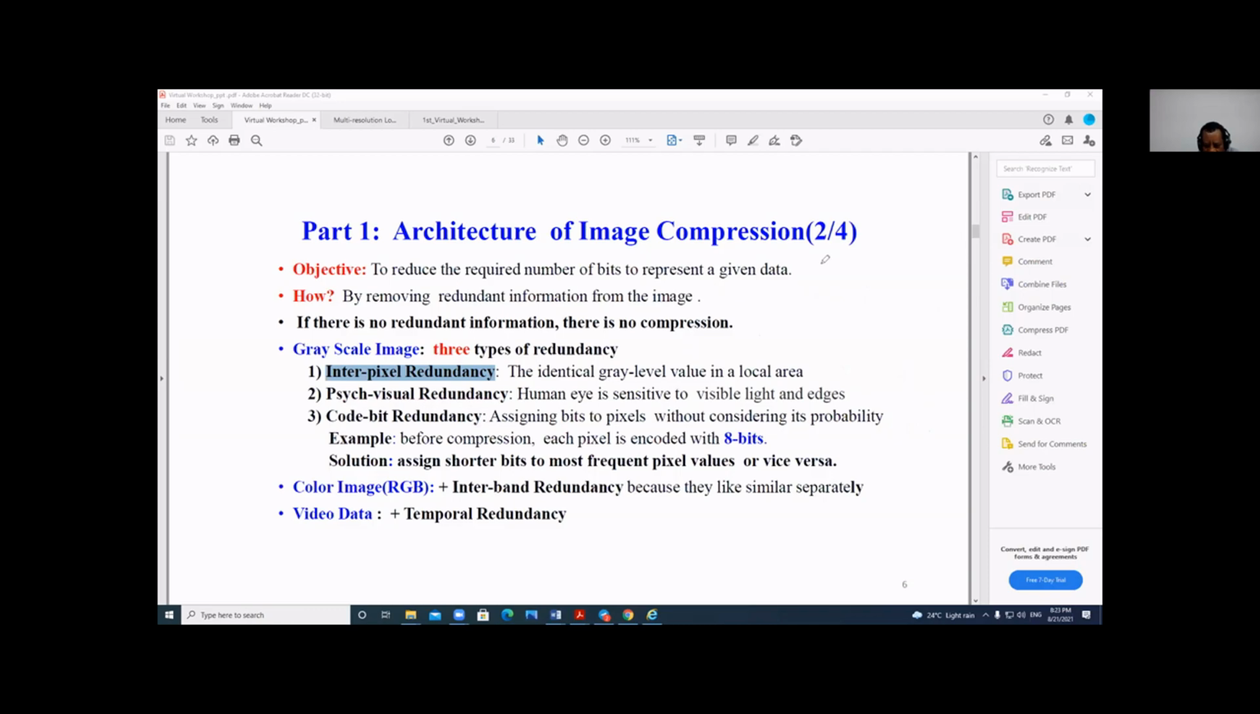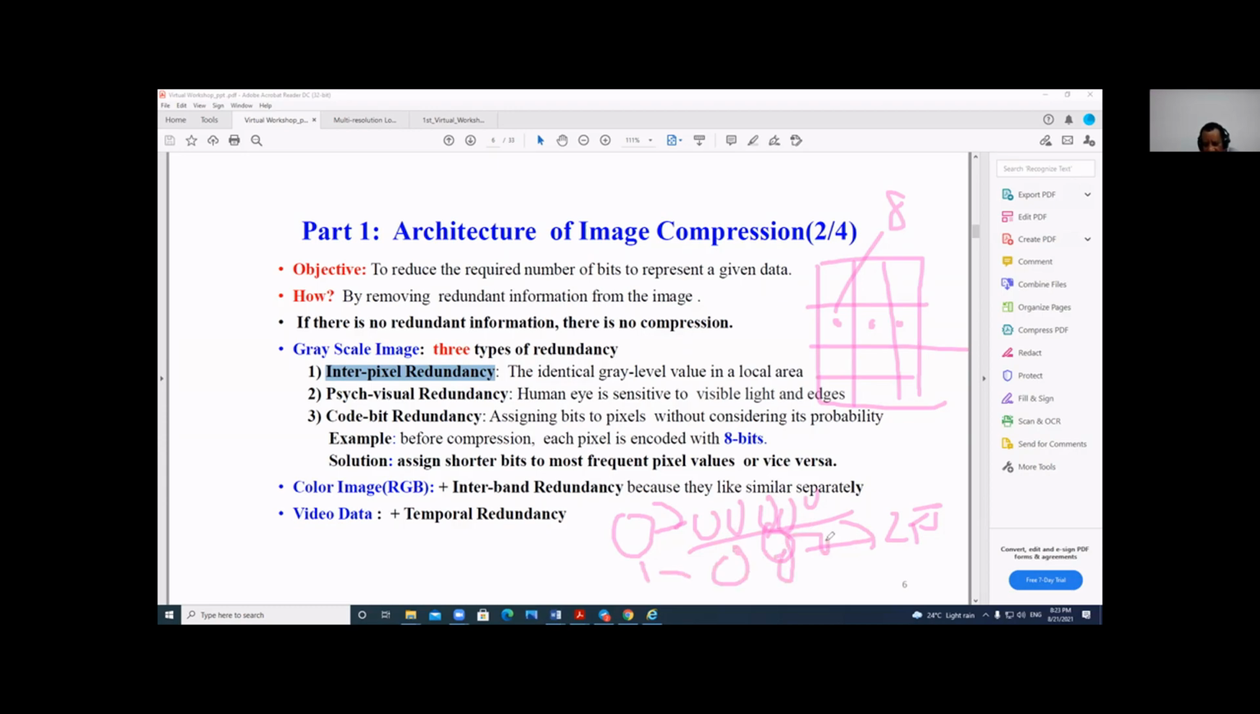In case of an image, it may be a grayscale image or color image, each pixel will be represented by 8 bits. The minimum value is 0, and the maximum value is 255. So 0 will be represented by 00000000, like this, by 8 bits. 1 is also represented by 8 bits and so on.